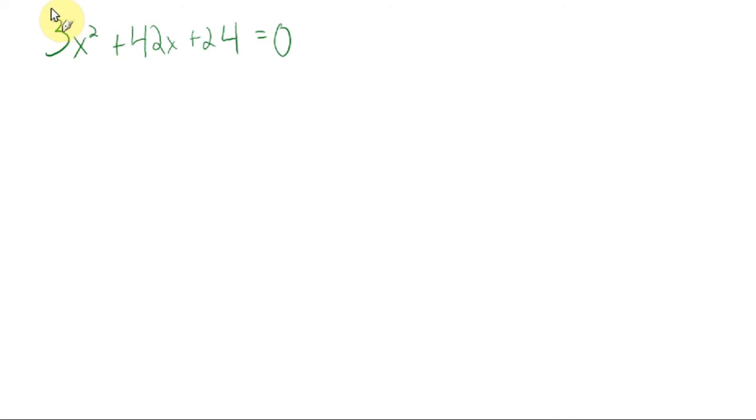Okay, so the first thing we need is for this to be a 1, so we need to divide this by 3, which means we have to divide everything by 3. So this will give us a 1x squared. You divide this by 3, you get 14x. You divide this by 3, you get 8. Divide 0 by 3, you get 0.